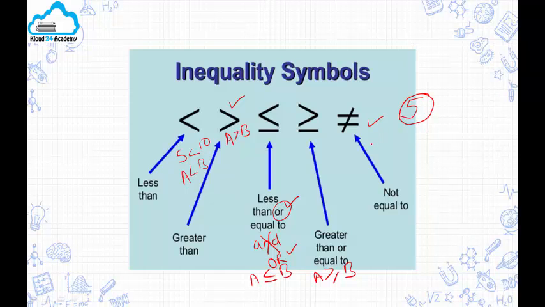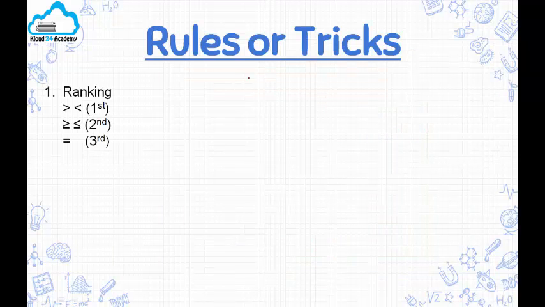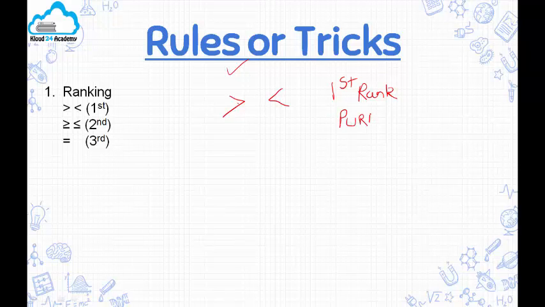Alright, now how to solve the questions. We have some rules to solve these questions. The first rule is the rule of ranking, which says greater than or less than will be given first rank. Always remember, these are given first rank. These are also known as pure symbols. Pure symbols, greater than or less than. So they will be given first rank.